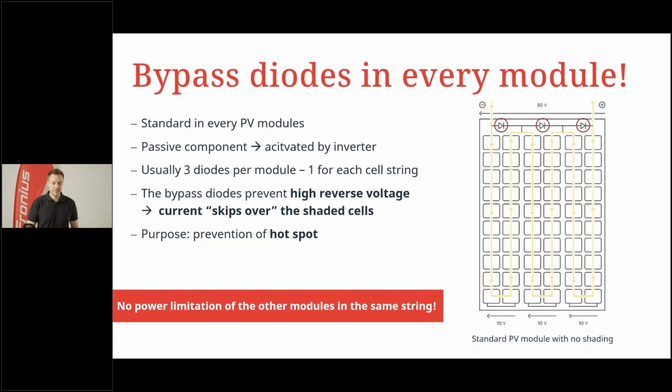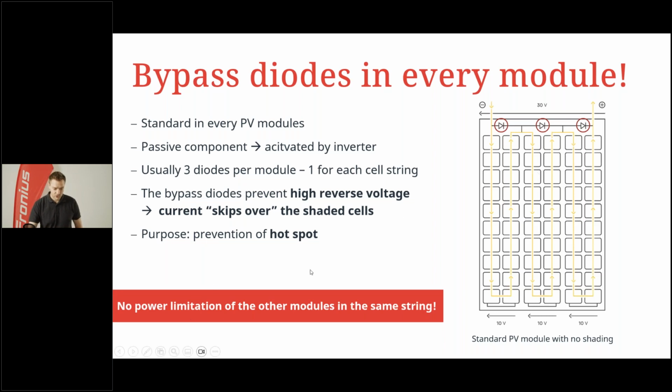What is the use of a bypass diode? Basically, the main purpose is to prevent hotspots, of course, which can also lead to a fire, but it also has the good effect that the current can skip over this shaded cell string when the bypass diode is activating, and all the other modules in the same string are then not affected at all. So you just lose this third of the PV module here.